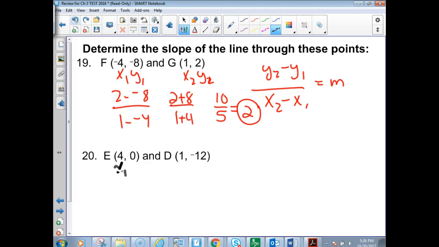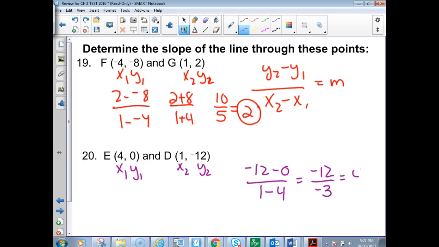Using x1, y1 on the next set of points, x2, y2. Negative 12 minus 0 over 1 minus 4 gives me negative 12 over negative 3, and that is 4 for my slope.